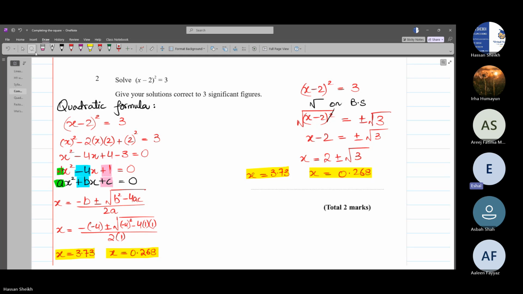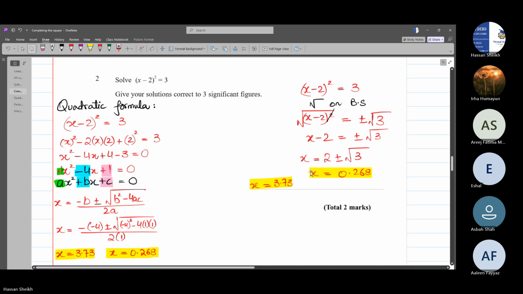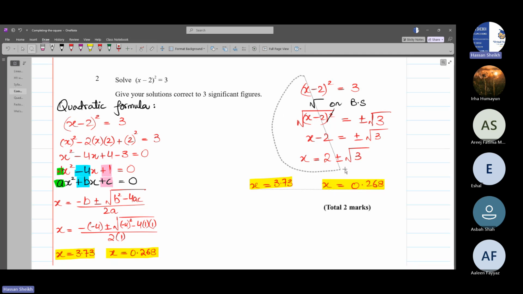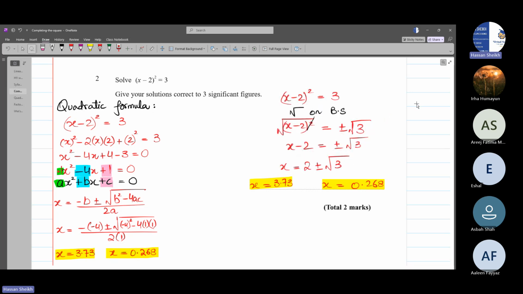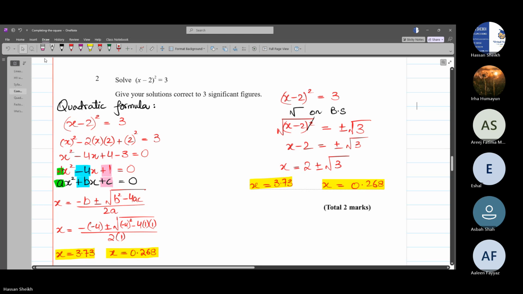Sir, is it possible if we only use the quadratic formula method? Yes, obviously, when they ask you to write the answer in three significant figures, obviously they are not asking you to solve it through the completing square method. The reason is how you can get the answer in three significant figures without a calculator.